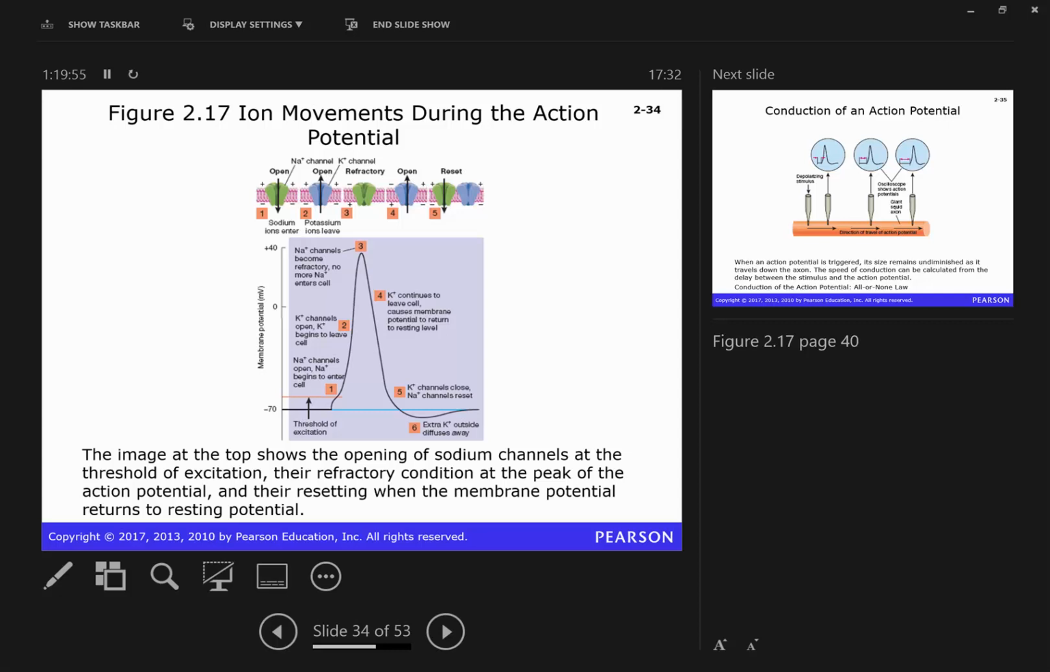So what is this slide? This slide is telling you what is happening during an action potential. And why is an action potential so important? Because everything that you think, everything that you do, every calculation, every moment, every breath, every time your heart beats, action potentials are controlling that process. You're simply a collection of action potentials housed in phospholipid bilayers.